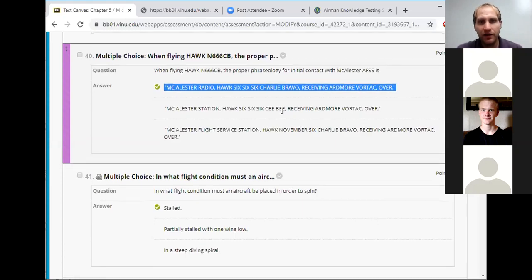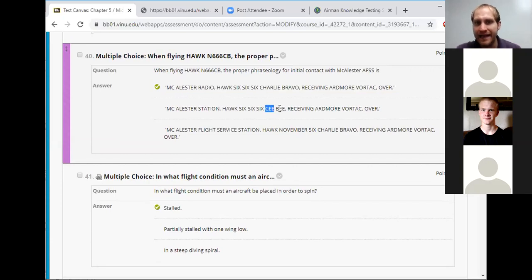You can see that answer choice B is not the best because it says CB. So you need to know your phonetic alphabet: Alpha, Bravo, Charlie, Delta, Echo, Foxtrot, Golf. You need to know all those, and C is Charlie, B is Bravo. So that's not the correct answer. And then here, in answer choice C, it's not so good because it's saying November 6, Charlie Bravo. So this pilot in answer choice C is not using their full tail number, their full call sign. So that's why answer choice A is our best.